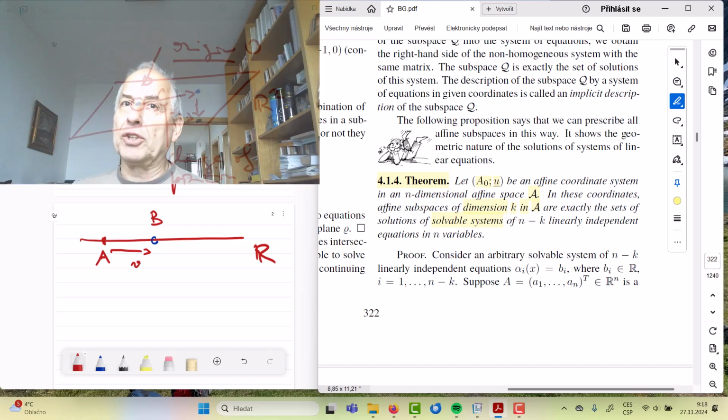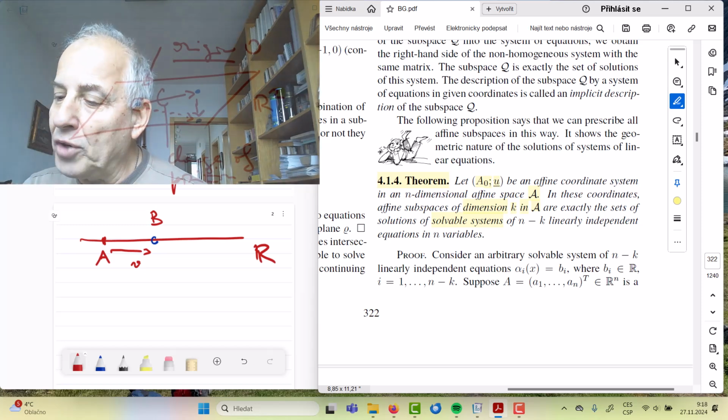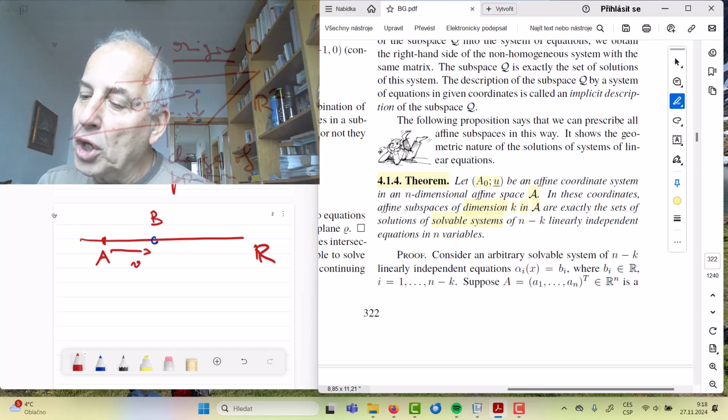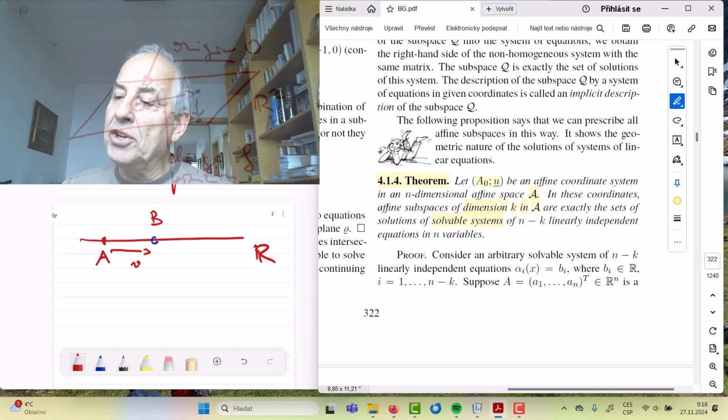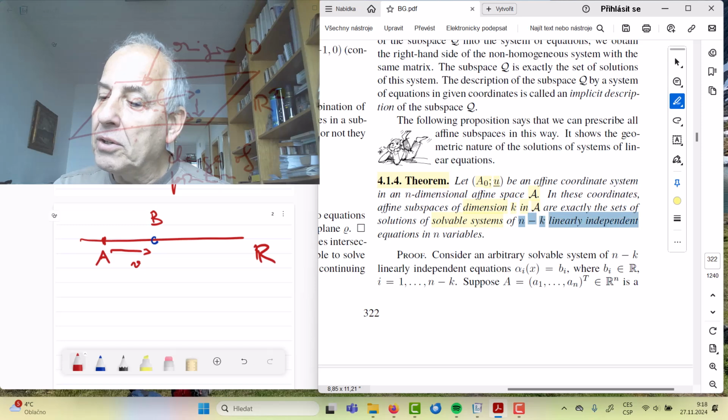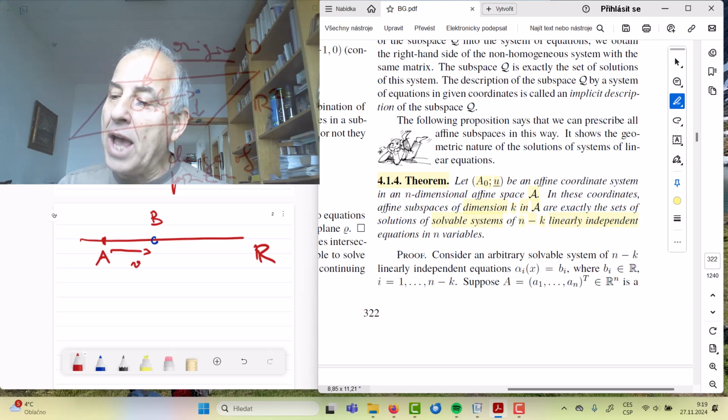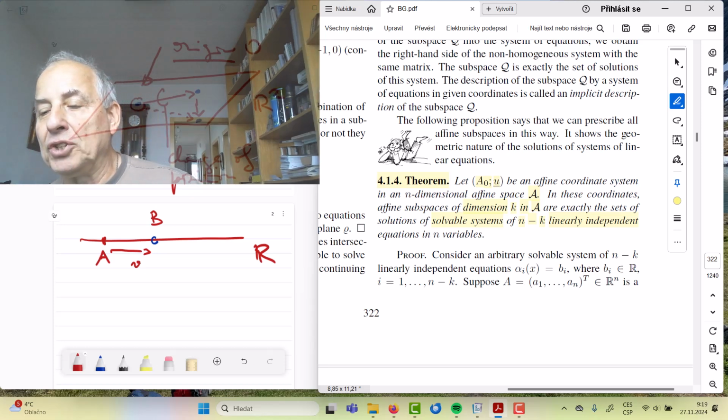It's like with the vector spaces. The smallest vector space has got the vector 0, nothing else. So here it is the same. So we have to restrict ourselves to solvable systems of linear equations, and of course, if it's on an n-dimensional space, then it must be linearly independent equations in n variables.